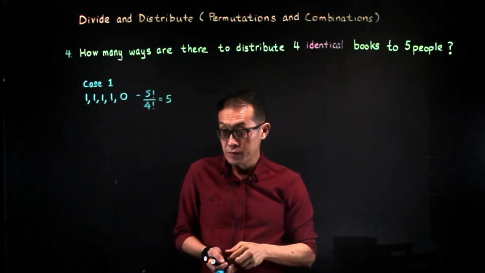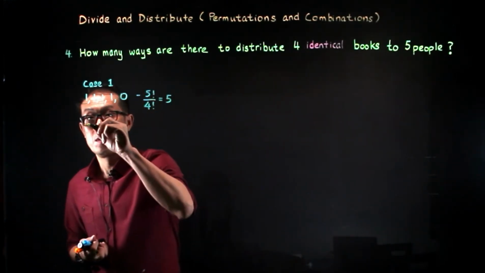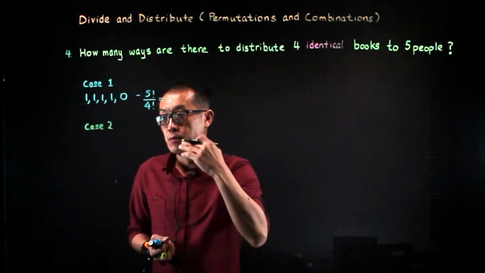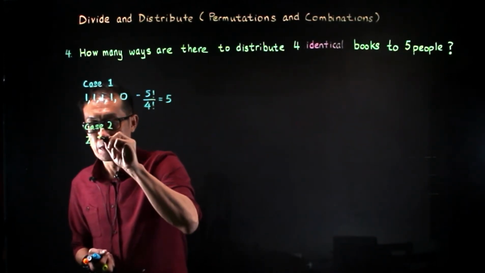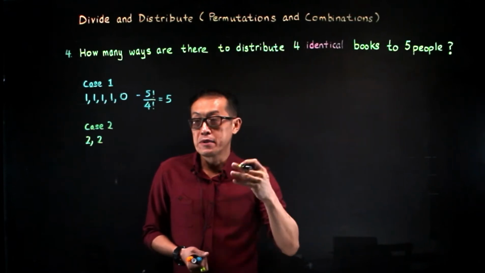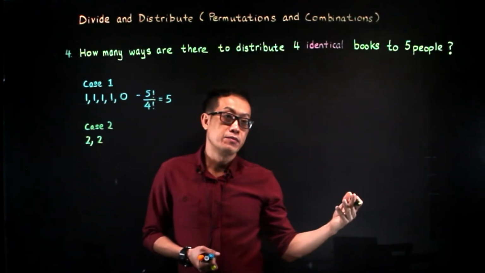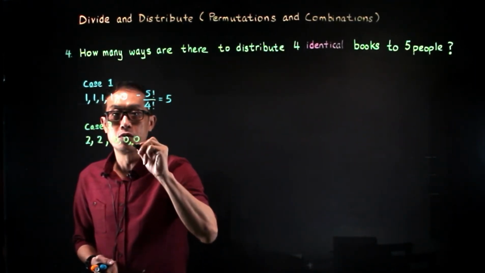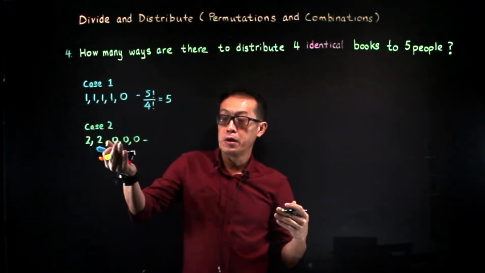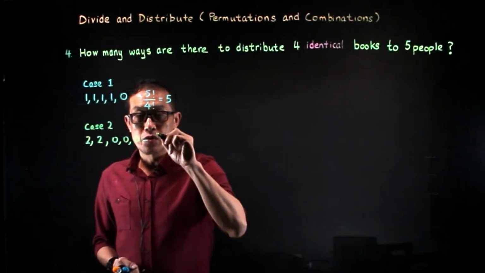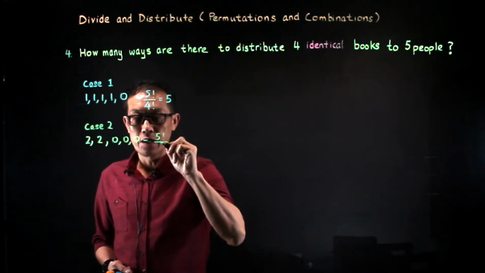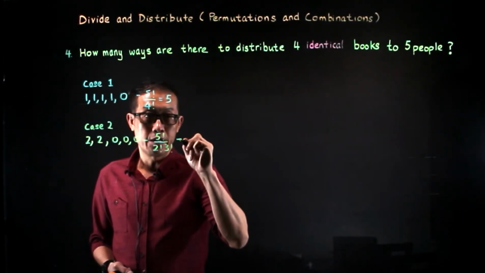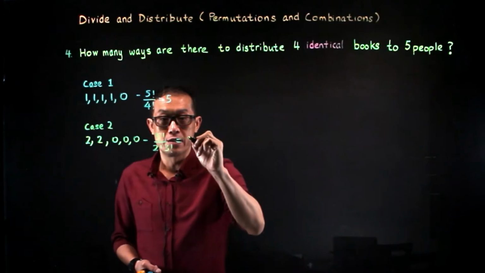Let's look at case 2. Let's now divide the books into 2 and 2. That means the remaining 3 will have 0 books. So it's 2, 2, 0, 0, 0. Now how many permutations are there? You have 5 factorial divided by 2 factorial divided by 3 factorial. And that gives you an answer of 10.